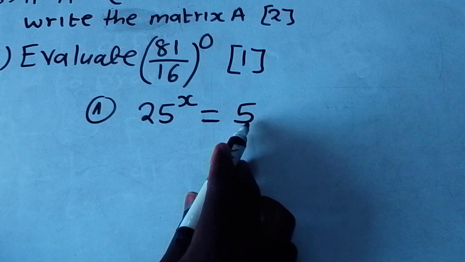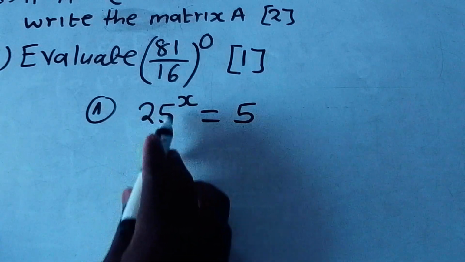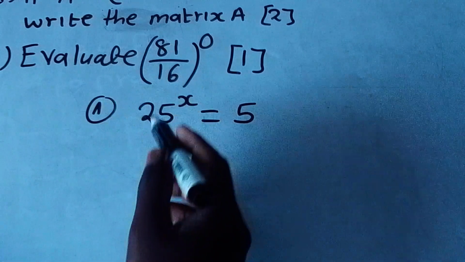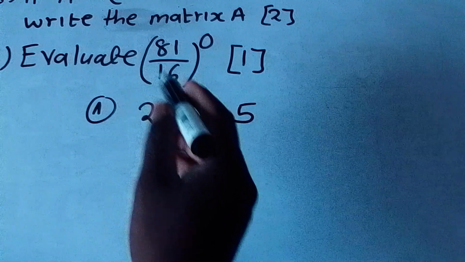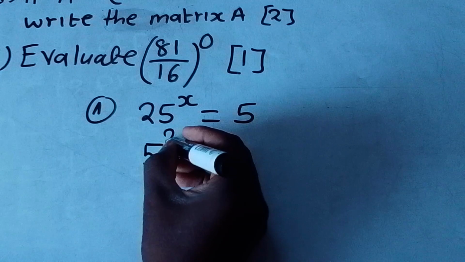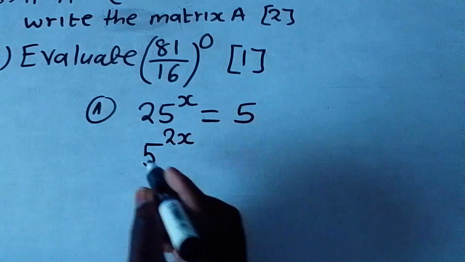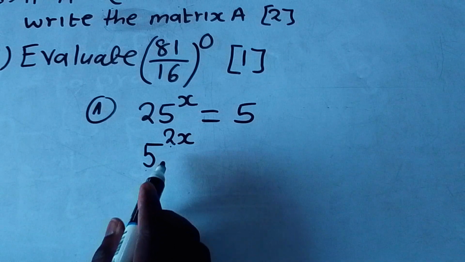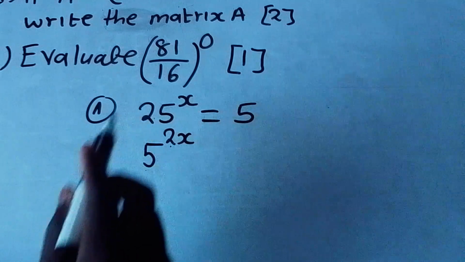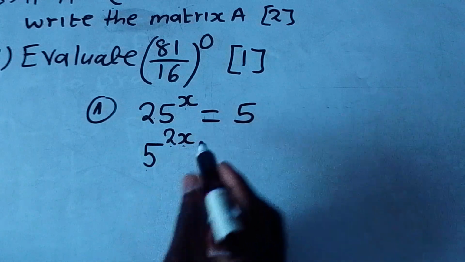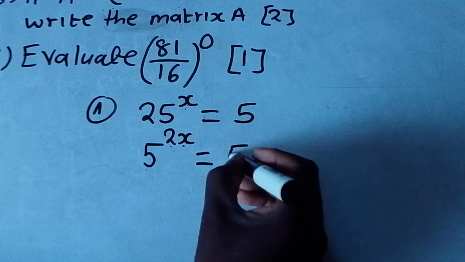And how do you do that? You have to break down 25 to have the power, so that when you multiply, you get the same 25, which is 5 to the power 2x. 5 to the power 2 simply means 5 times 5, which is what? 25. And that to the power x equals 5.